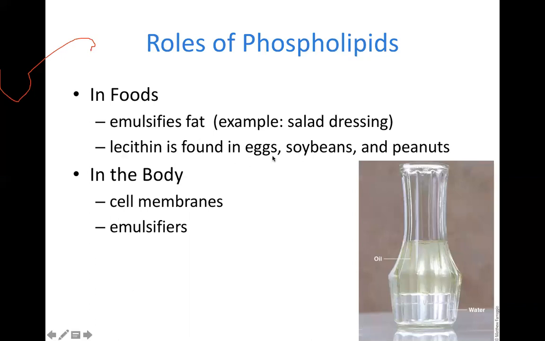Natural phospholipids are found in eggs, soybeans, and peanuts. And then in the body, they serve as cell membranes and also emulsifiers.